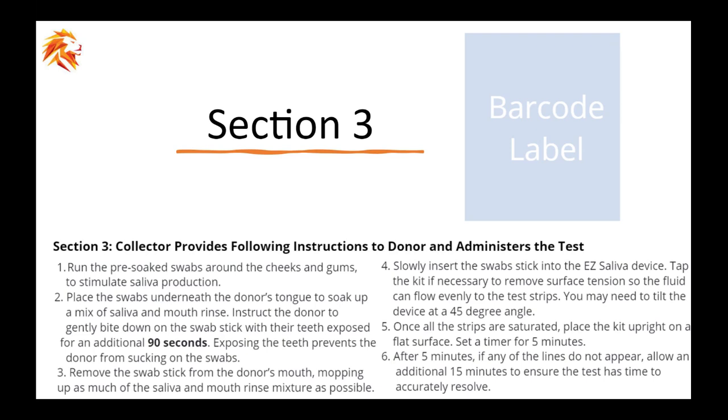Instruct the donor to gently bite down on the swab stick with their teeth exposed for an additional 90 seconds. Exposing the teeth prevents the donor from sucking on the swabs. Remove the swab stick from the donor's mouth, mopping up as much of the saliva and mouth rinse mixture as possible. Slowly insert the swab sticks into the saliva device. Tap the kit if necessary to remove any surface tension so that the fluid can flow evenly to each of the test strips. You may need to tilt the device at a 45-degree angle.